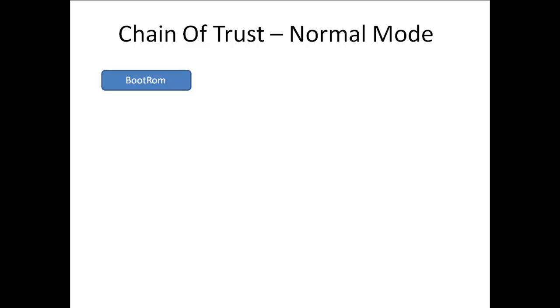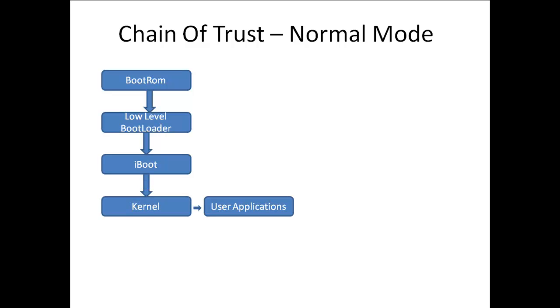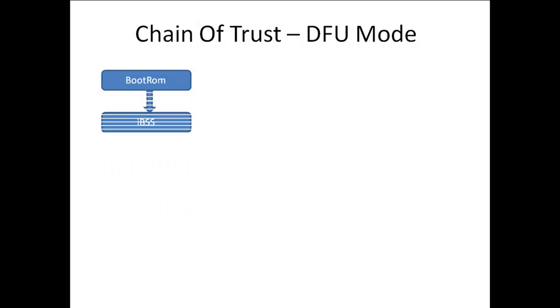iPhone basically operates in three modes: normal mode, recovery mode, DFU mode. When we switch on iPhone, it gets started in normal mode. In normal mode, boot ROM starts off some initialization stuff and loads the low-level bootloader by verifying its signature. Low-level bootloader signature checks and loads the stage 2 bootloader, which is iBoot. iBoot signature checks the kernel and device tree, and kernel signature checks all other user applications.